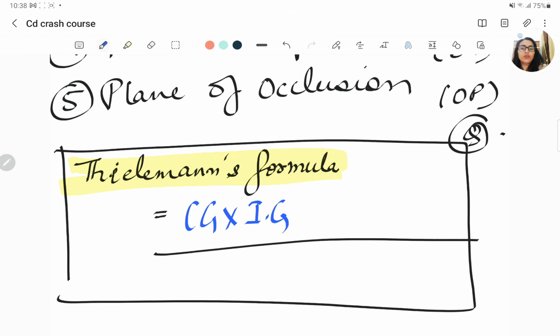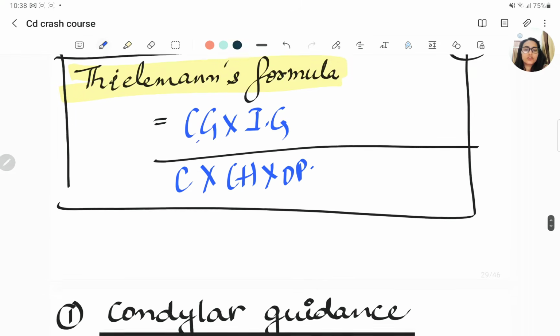And remember, I told you, if disocclusion means all the guidances are going to be steep, everything is less or shallow. So those are the factors that are going to promote the disocclusion. So Thielemann formula, condylar guidance into incisal guidance divided by compensating curve into cuspal height into plane of occlusion, occlusal plane.